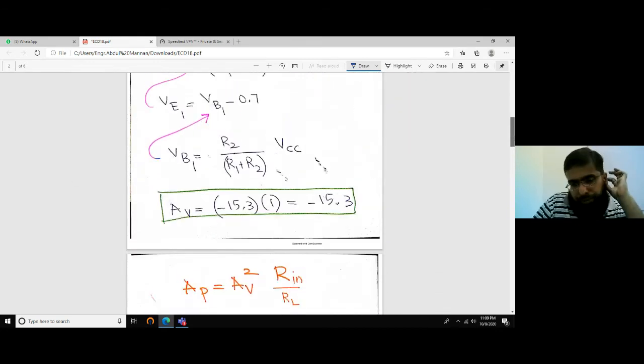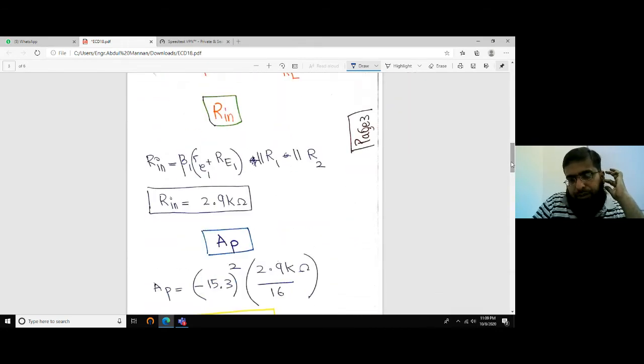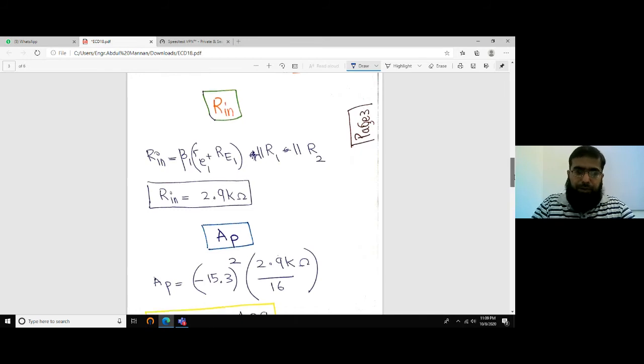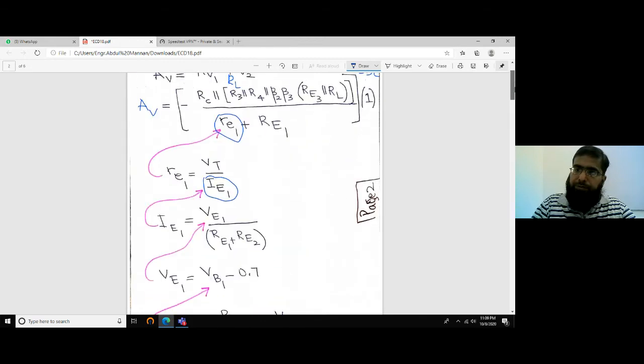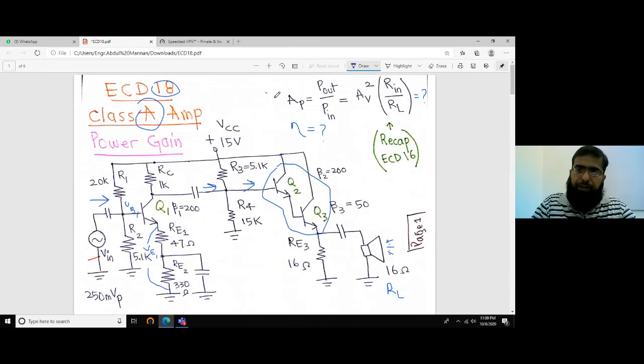Plugging everything in gives us an Rin equal to 2.9 kilo ohms, and then we are ready to compute AP, the power gain. It comes out to be 42,429. So that completes our first part, AP. We have computed AP. Now let's move to the second part and compute the efficiency eta.